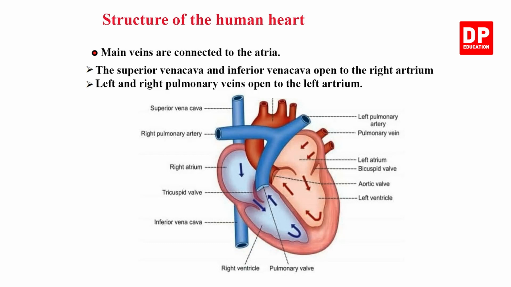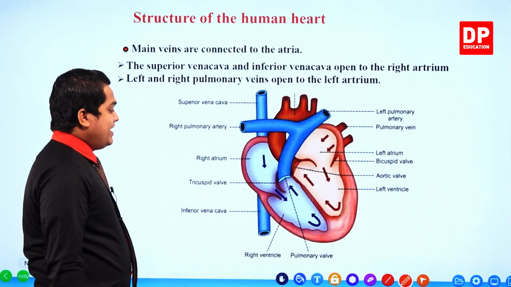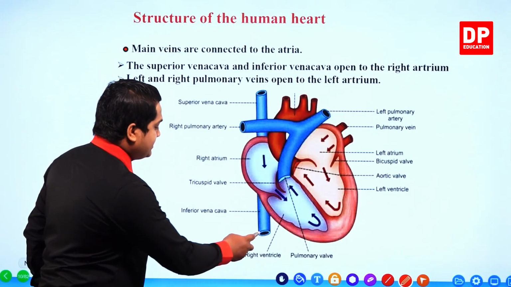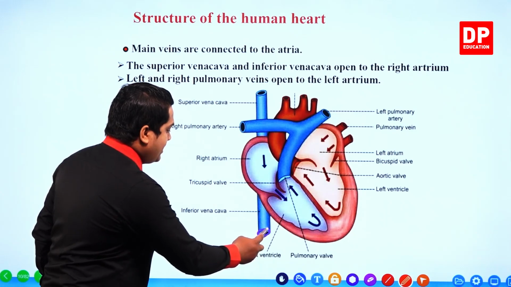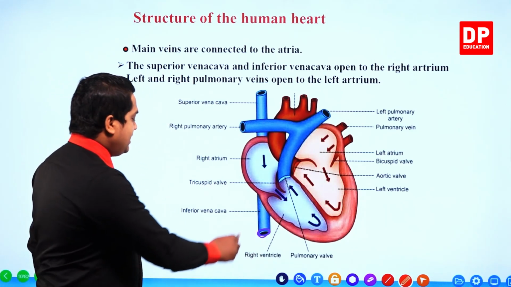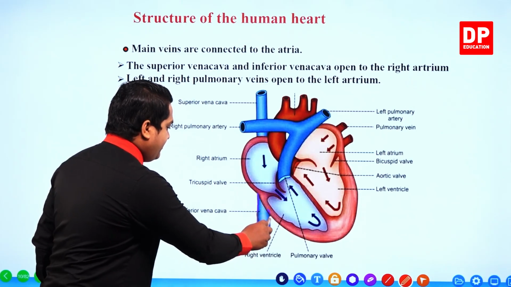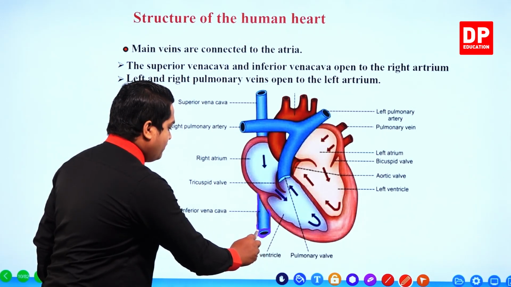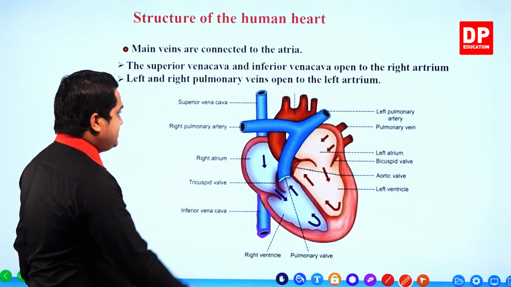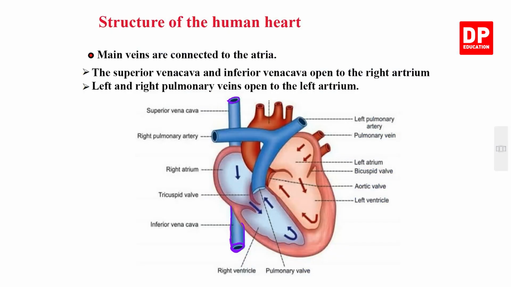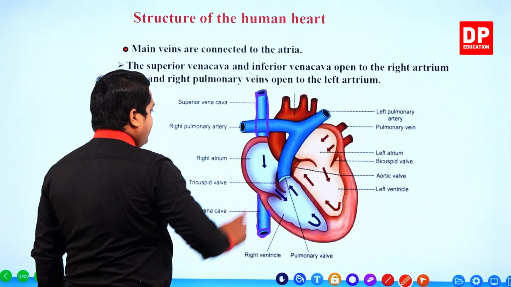Then main veins are connected to the atria. Now, the main veins are called the vena cava. There are two vena cava. The inferior vena cava brings blood from the lower parts of the body. And this is the other vena cava, which is referred to as the superior vena cava. The superior vena cava brings blood towards the heart from the top parts of the body.